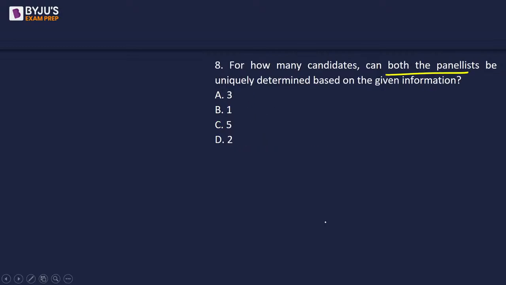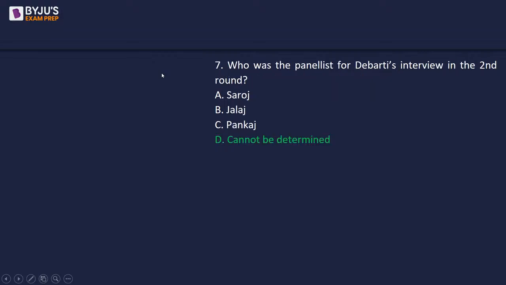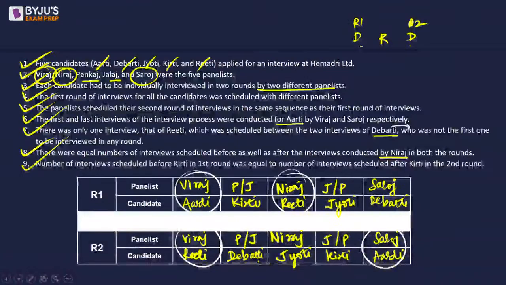So is it the number of people? Both the panelists can be uniquely determined. For Jyoti, one is Neeraj, and the other could be Jalaj or Pankaj, either of them. For Kirti, if I look at Kirti, can I say that it is Pankaj or Jalaj, whether it is the first case or the second case?